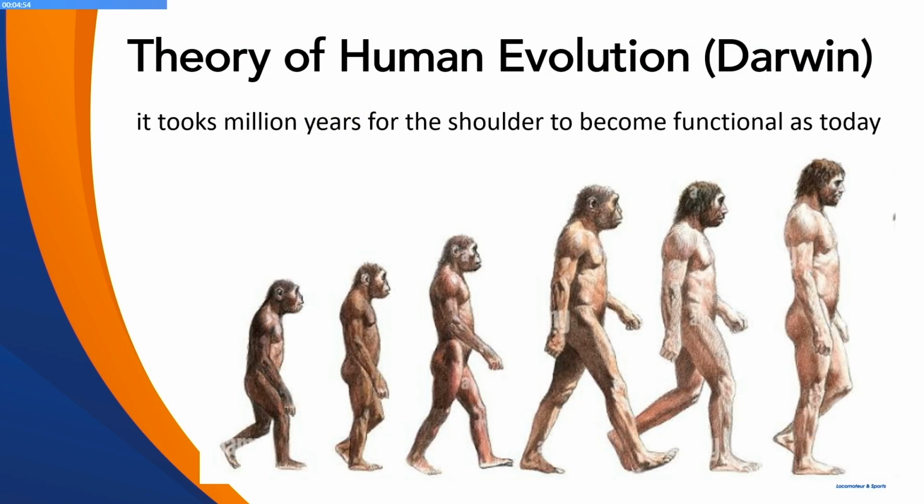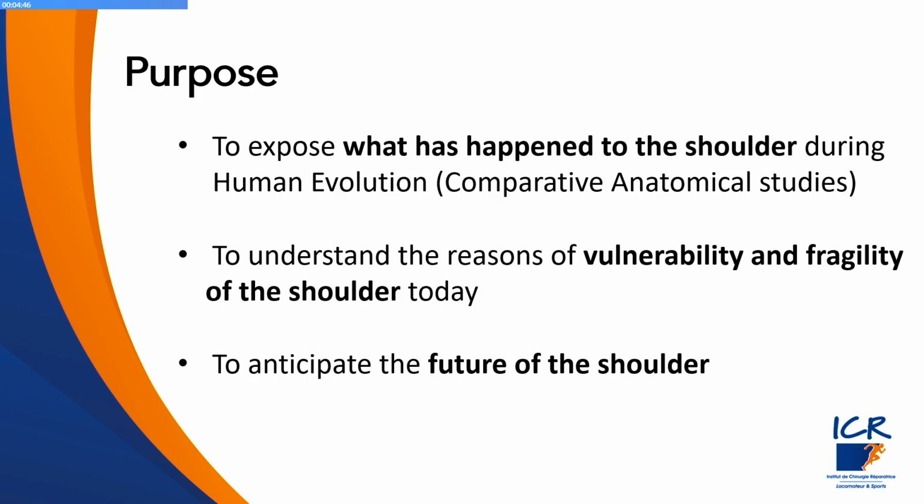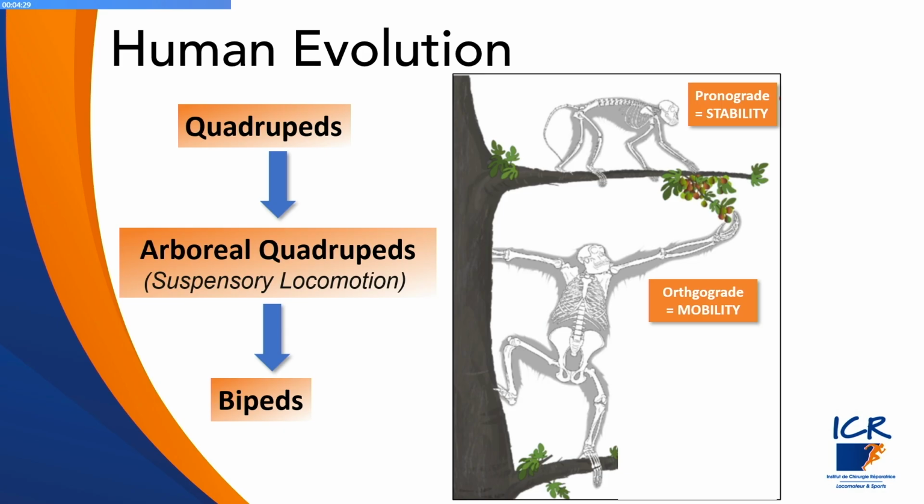It took millions of years for the man to become a man and the woman to become a woman and for the shoulder to be like it is today. So the purpose of this presentation is to see what happened to the shoulder during human evolution using comparative anatomical studies, to understand the reason for the vulnerability and fragility of the shoulder today, and to anticipate the future of the shoulder. We should remember that we came from quadrupeds.